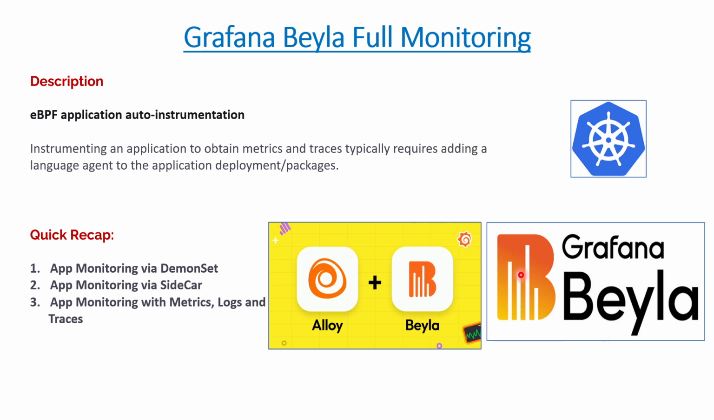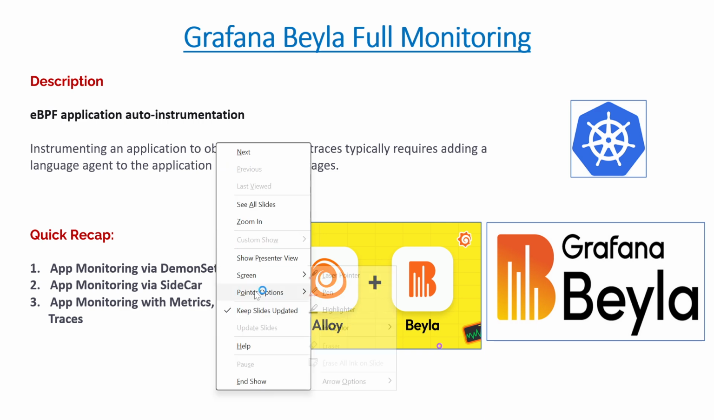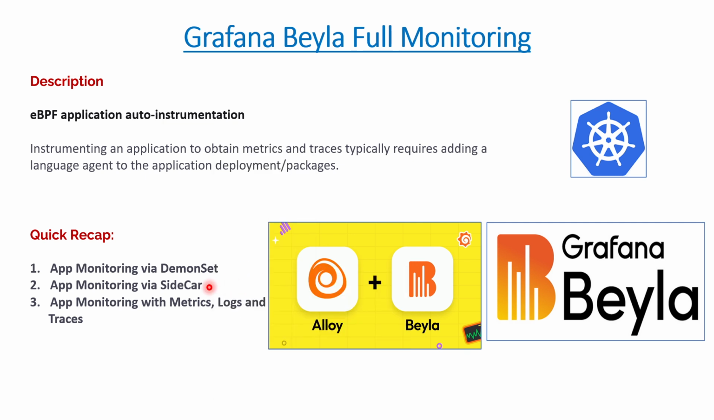So today again we're gonna talk about the Grafana application monitoring tool, which is called Grafana Beyla. In the last two sessions we have seen how Grafana Beyla captures the metrics and traces of an application using a daemon set as well as using a sidecar. The first session was on daemon set, and the second session checked sidecar application monitoring using eBPF application auto instrumentation.